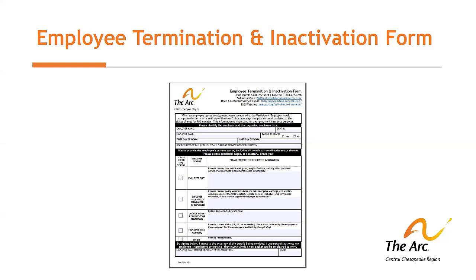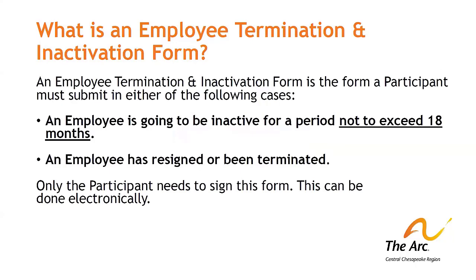Okay, thank you, Peter. Next screen, please. So what is an employee termination and inactivation form? An employee termination and inactivation form is submitted by a participant when an employee is going to be inactive for a period not to exceed 18 months, or when the employee has resigned or been terminated. Only the participant needs to sign this form, and electronic signatures are acceptable. Next slide.